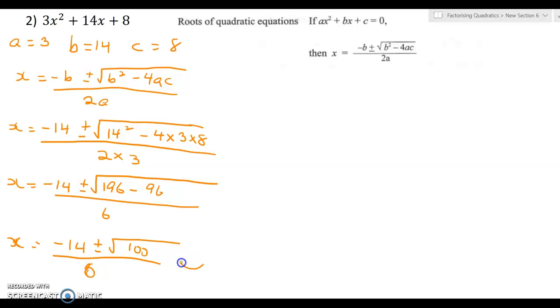Now, coming on top here, we get x is equal to minus 14 plus the square root of 100, which is 10, all over 6.